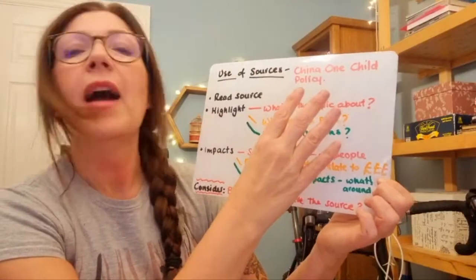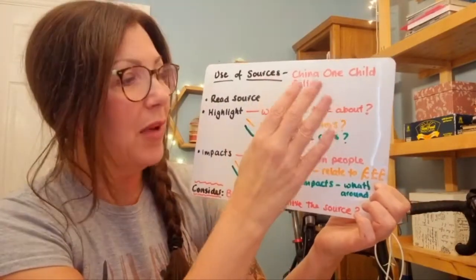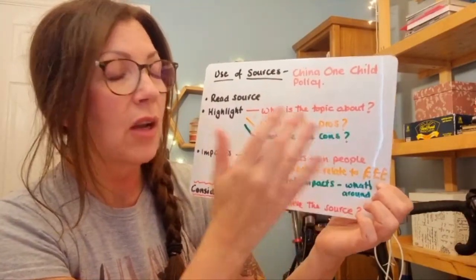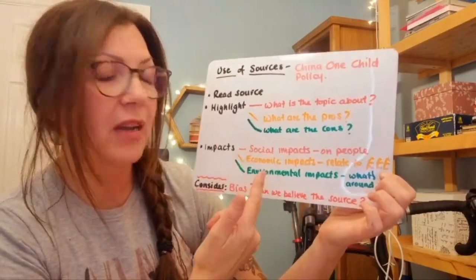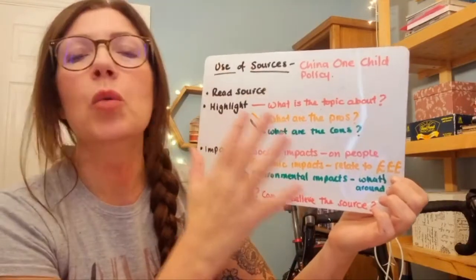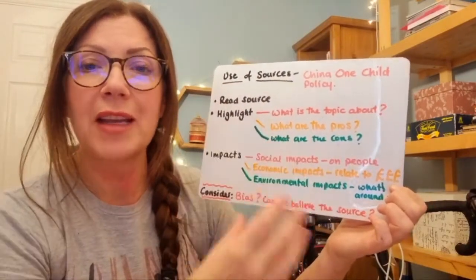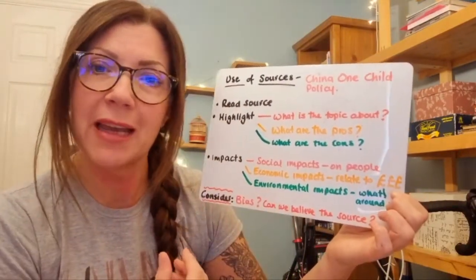So we could either highlight the source with information, pros and cons, or we could highlight the source about the social, economic and environmental impacts. So there are two ways that we can look at a source and we can highlight it in terms of what information we take out of it.